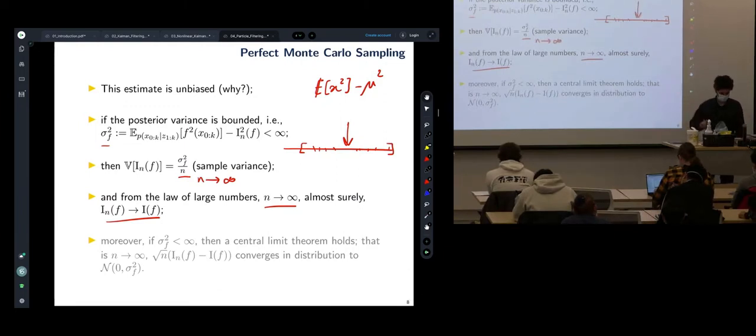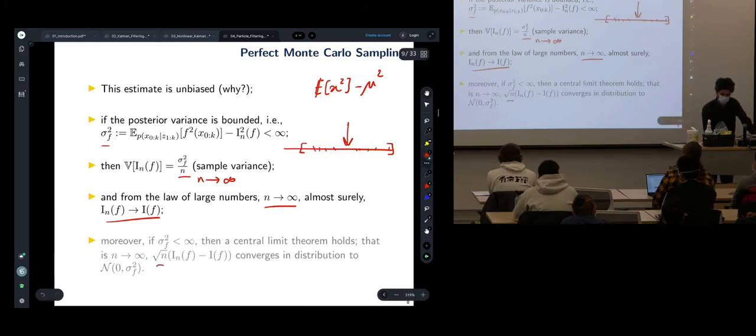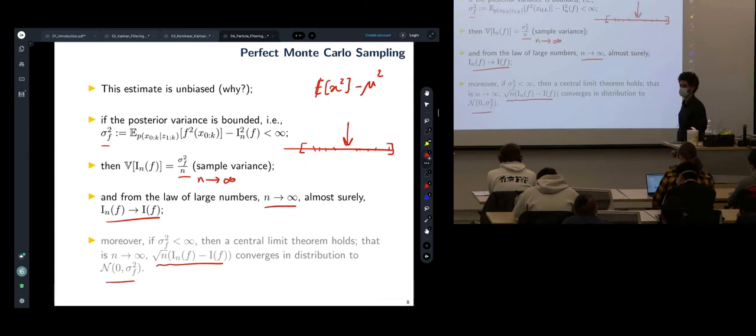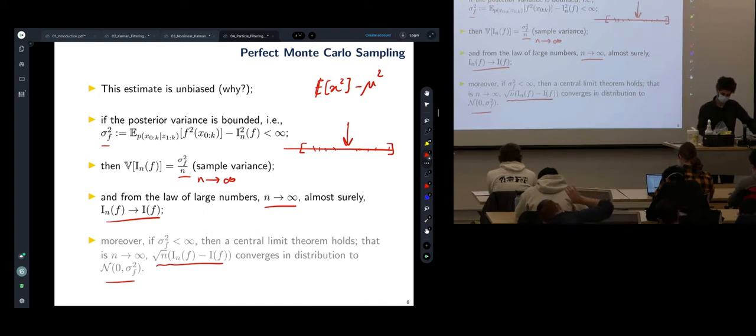And the last point, if you're an estimation enthusiast and you like the central limit theorem, you can show that if the variance is bounded in the limit, this random variable here, square root of n times the error between the estimate and the true value, will converge in distribution to a Gaussian distribution, zero mean with the true variance. So the central limit theorem holds here.